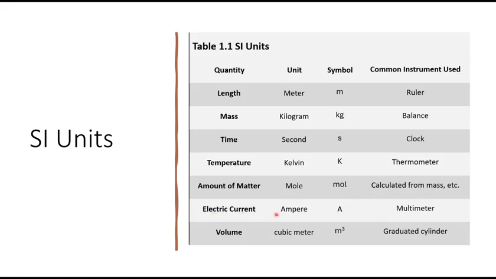For electric current, we use ampere with the symbol A, and the common instrument for electric current is a multimeter. The SI unit for volume is the cubic meter. The symbol is m to the third power. Common instruments that we may use include graduated glassware like graduated cylinders.